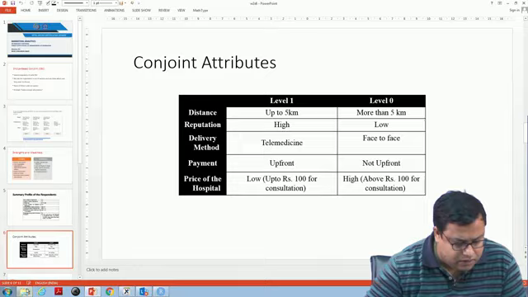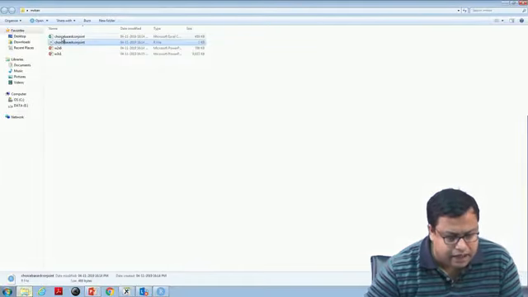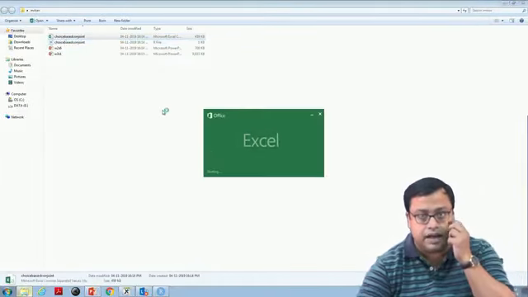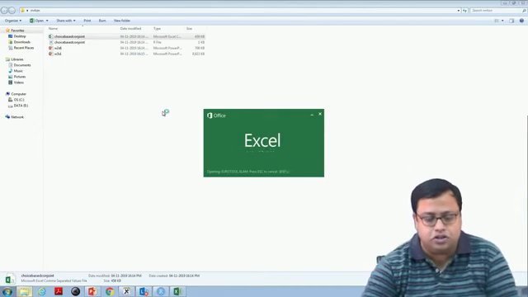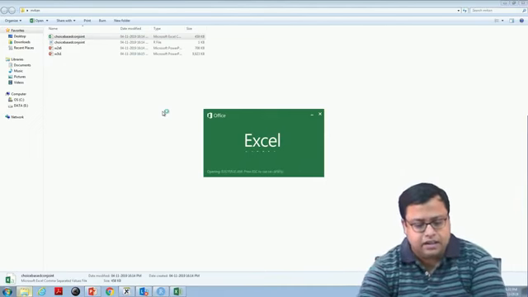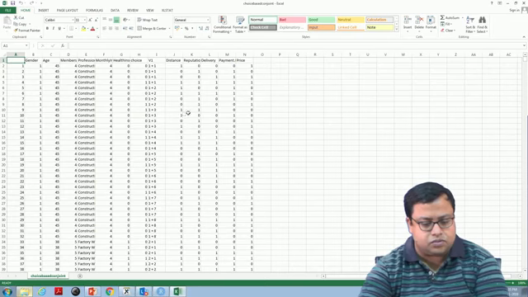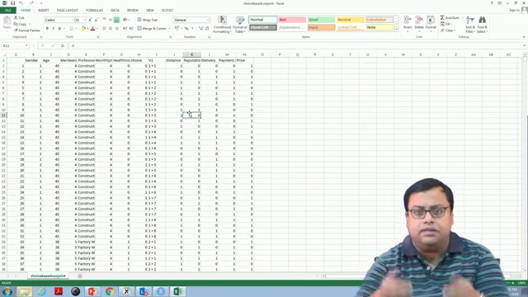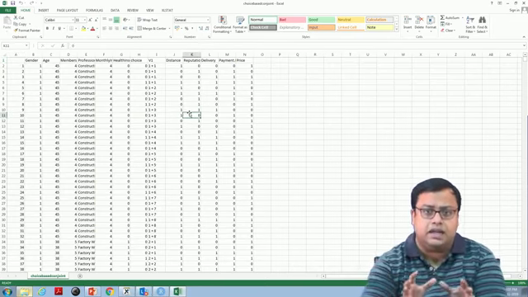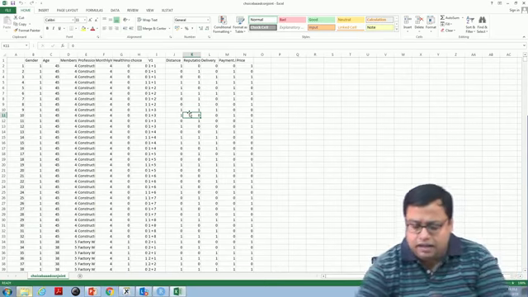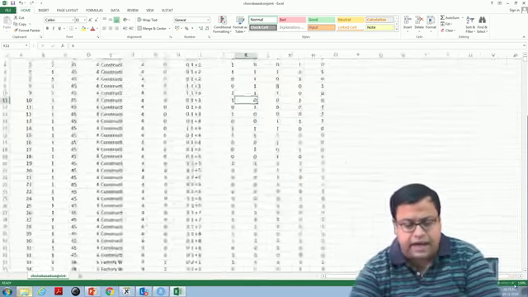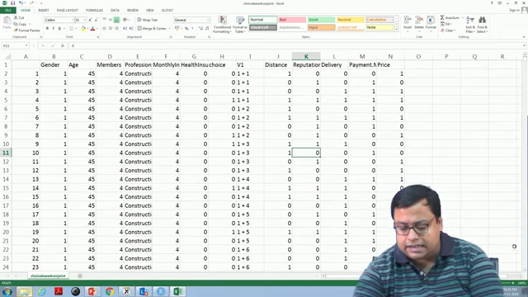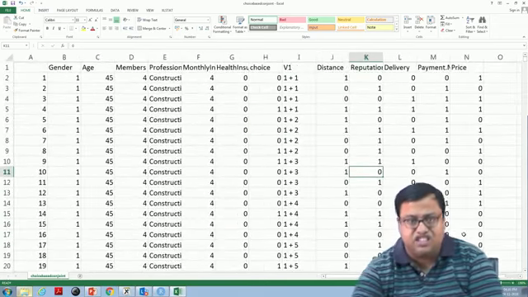The data set looks like this. If you have the file choice based conjoint.csv. We have collected the data, then we have done the data input in such a way that a certain library in R can handle the data set. So, the data set will look like this. I will just put it on.